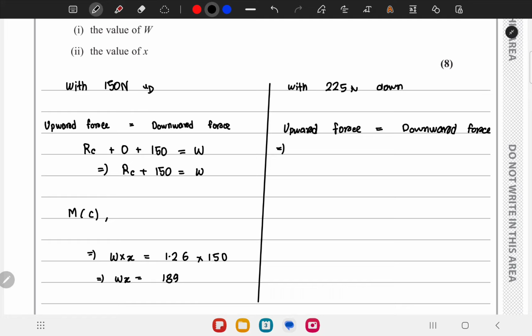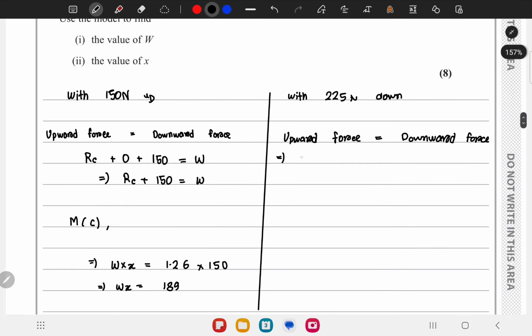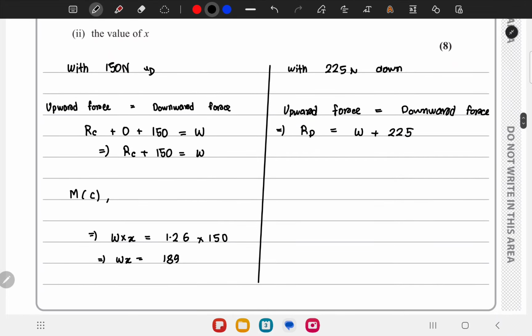In this case, the upward force is the reaction at D. There are no other upward forces. The downward forces are the weight of the rod and the 225 Newton force we are putting.